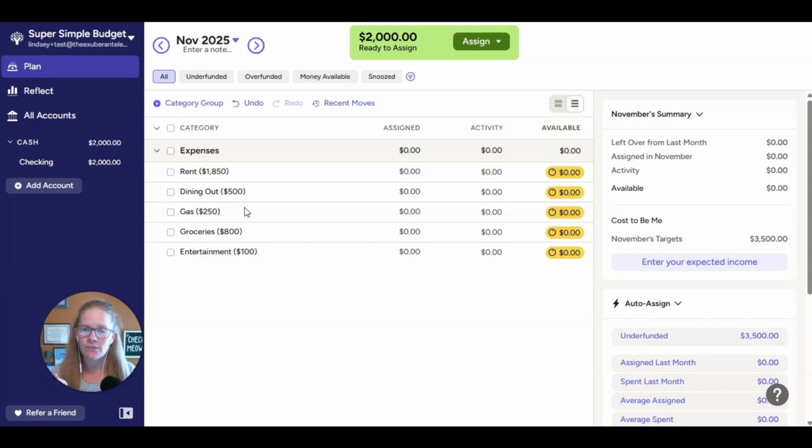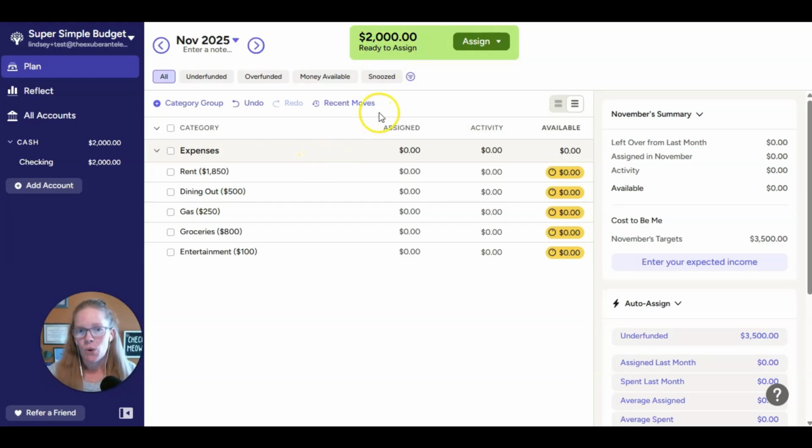YNAB is a little bit of a different system where you don't sit down on the first of the month and say, I expect to get paid $5,000, so here's how I'm going to budget it. The key difference with YNAB is that you can only budget money you currently have in your checking account. So in this case, we can see we have $2,000 here in our checking account. That is reflected in this ready to assign number. Our goal in here is always to get this ready to assign number down to zero.